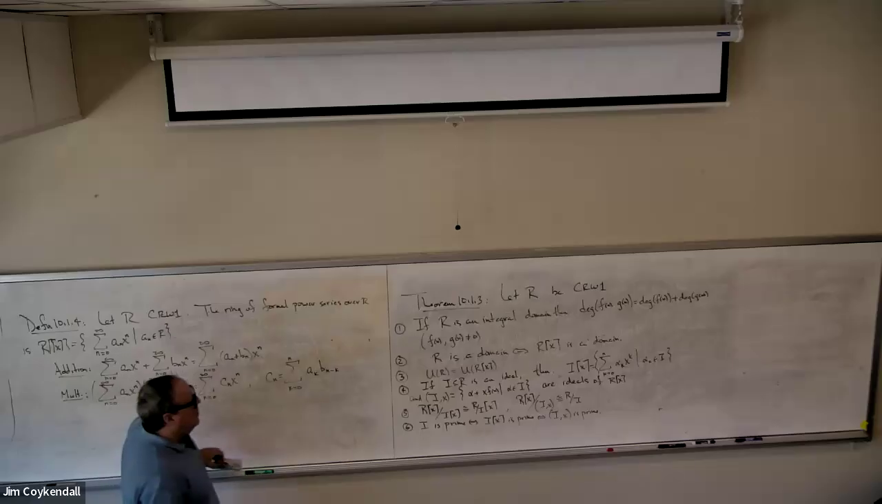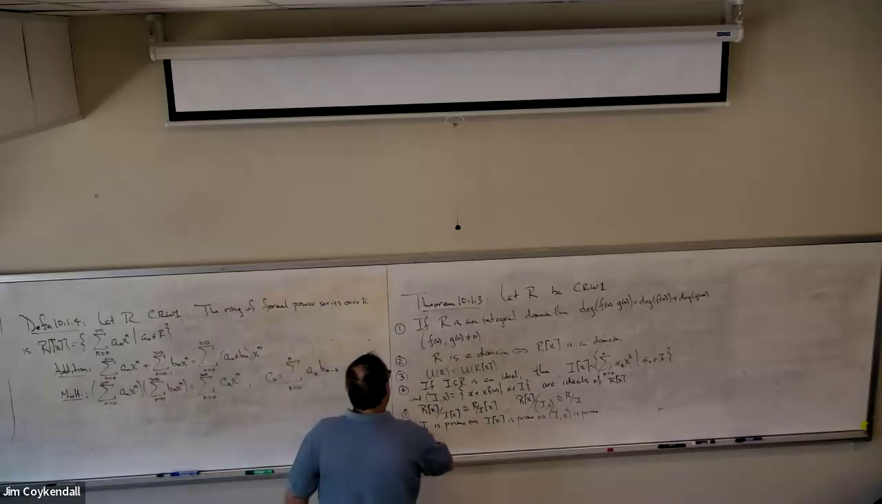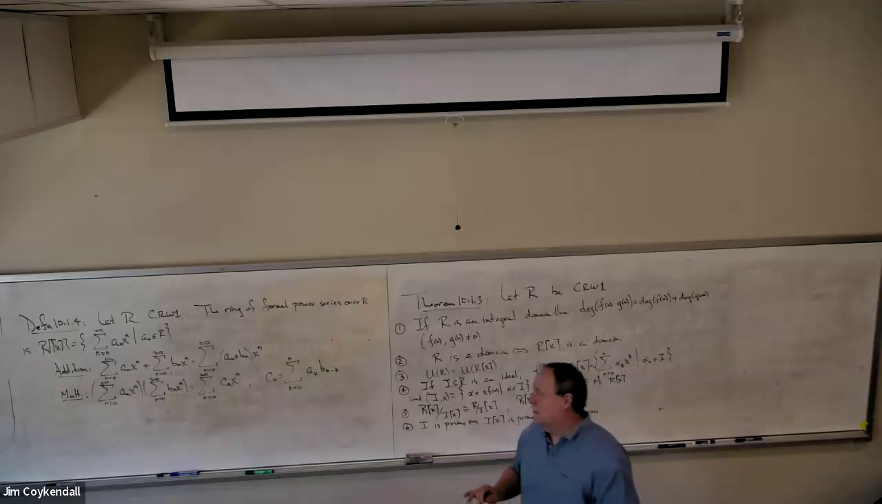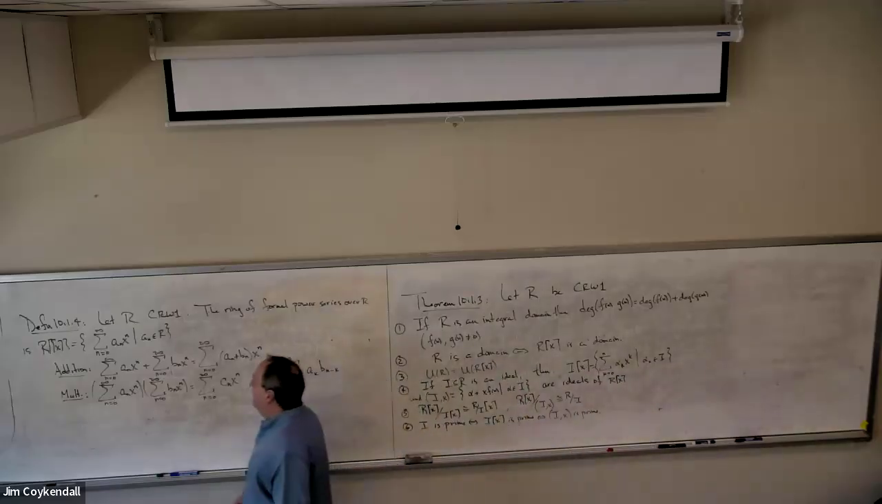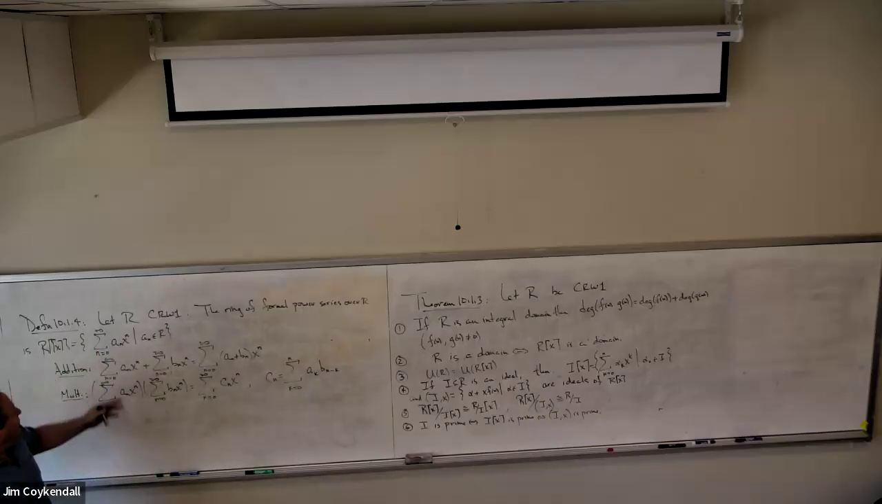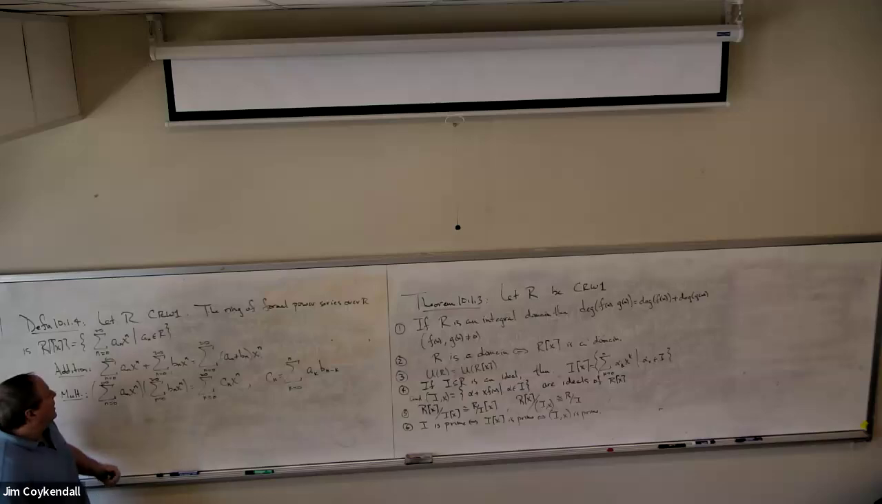Now, let me point out that every polynomial is a power series, right? Because yes, this potentially goes on forever, but most of the coefficients might be 0. In fact, 0 is a power series. It's just the one consisting of all coefficients of 0. So any polynomial is a power series. The converse isn't true. There are many, many power series that are not polynomials.